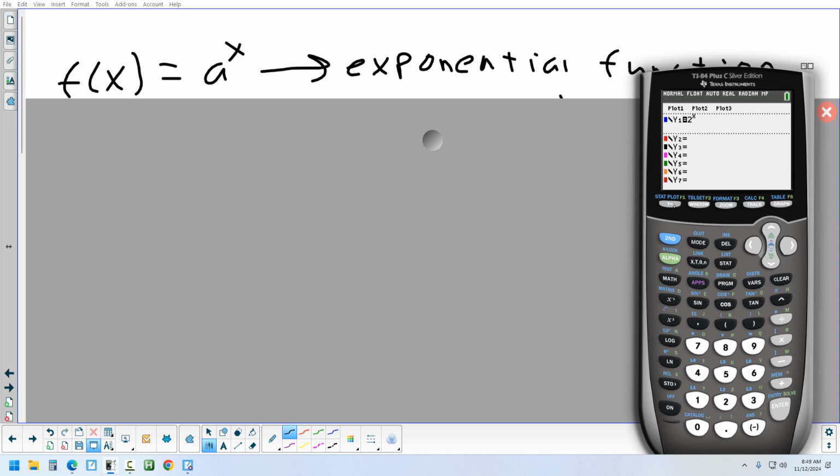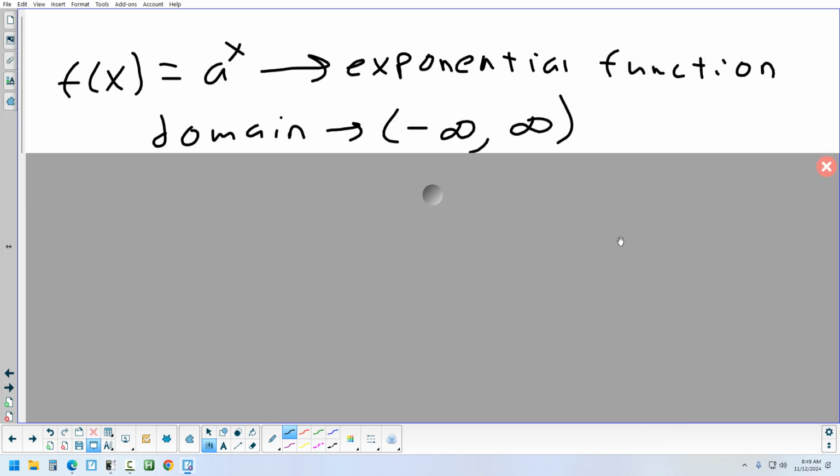So if I graph 2 to the x, does anybody have a guess based on that graph, looking at how far left and how far right it goes, what the domain is going to be? Yep. Infinite. Yeah, the domain is from -infinity to infinity. All exponential functions have a domain of -infinity to infinity. You can plug in any number for the exponent, for the variable.